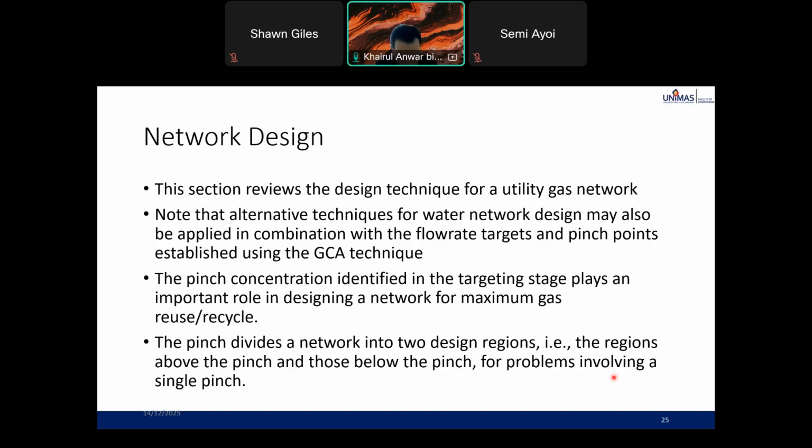For problems involving a single pinch, it is essential to observe the pinch division in order to achieve the minimum flow rate established during the targeting stage. In the region above the pinch, the cumulative impurity load surplus is less than the deficit, and there is always excess in the region.